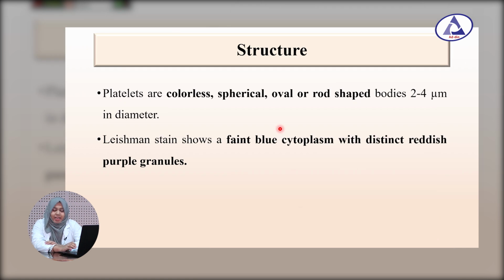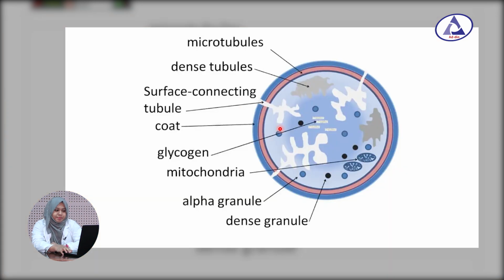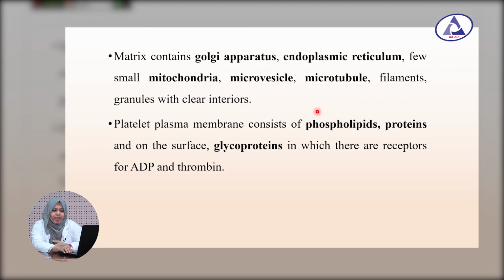Now these platelets are actually spherical, colorless, oval or rod-shaped bodies which are around 2 to 4 micrometers in diameter. The Leishman stain stains the platelet with a faint blue cytoplasm with distinct reddish purple granules. In this picture, you can see that the platelet has a faint blue cytoplasm, and the organelles include microtubules, dense tubules, surface connecting tubules, and there are some dense and alpha granules. The platelets also contain some mitochondria and glycogen.